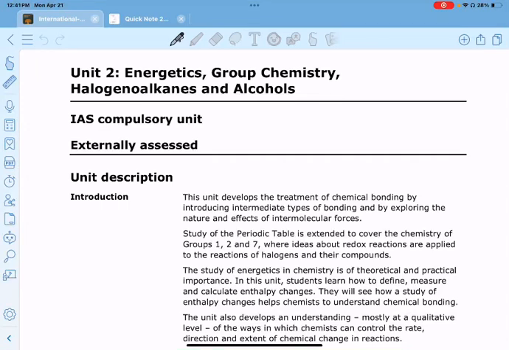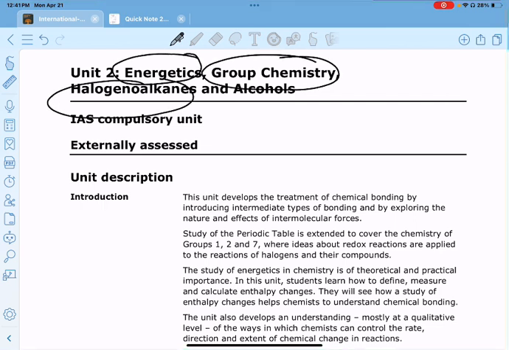Welcome to part 1 of the Unit 2 Chemistry Edexcel IAS specification revision. Unit 2 is essentially composed of energetics, group chemistry, halogenoalkanes, and alcohols.